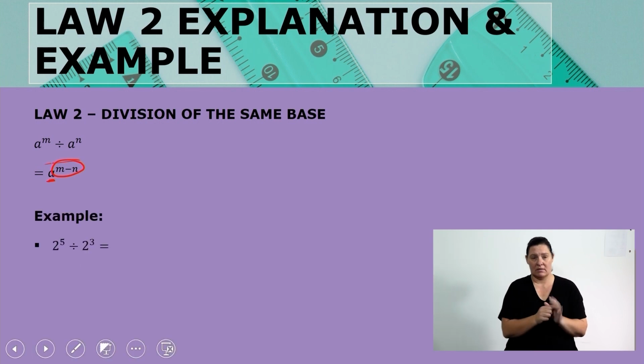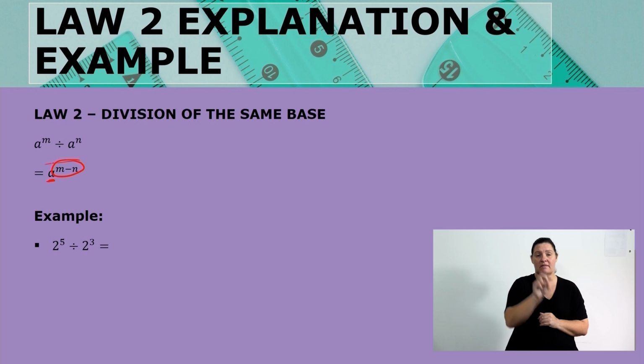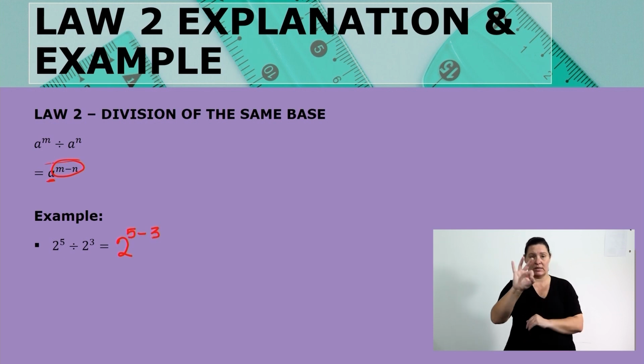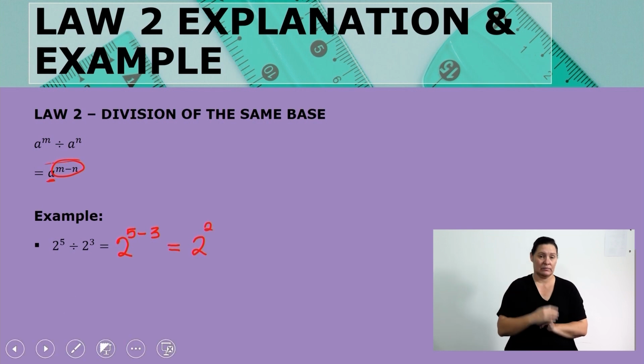Let's look at an example. I have 2 to the exponent 5 divided by 2 to the exponent 3. What do you think is going to happen to those exponents? We are going to say 2 to the exponent 5 minus 3. And what is 5 minus 3? That leaves us with the exponent of 2.